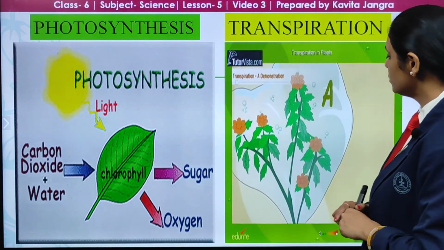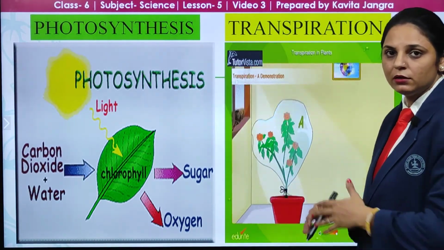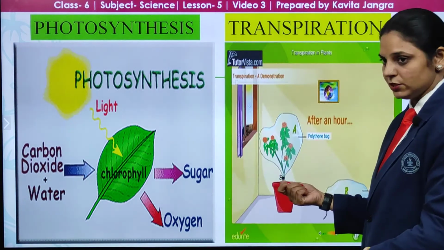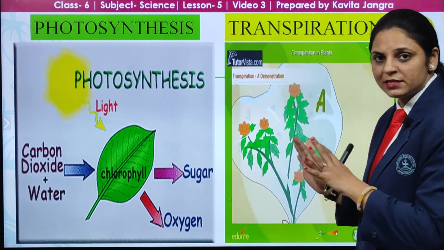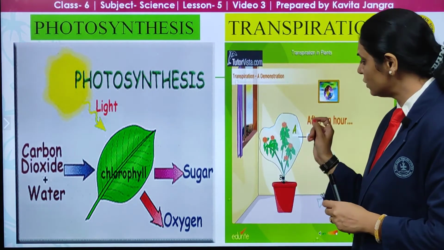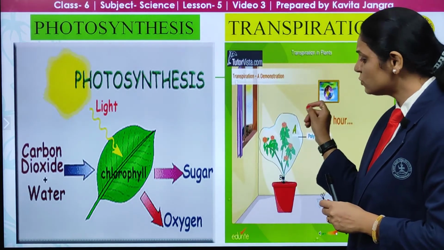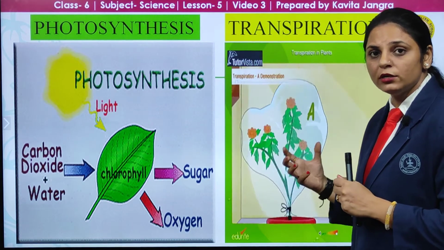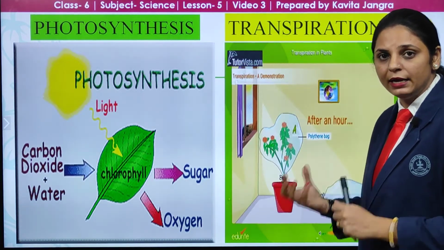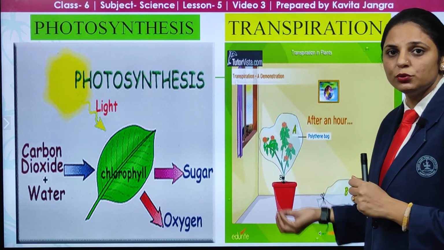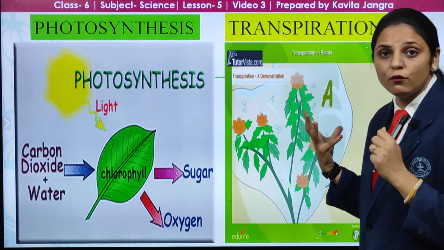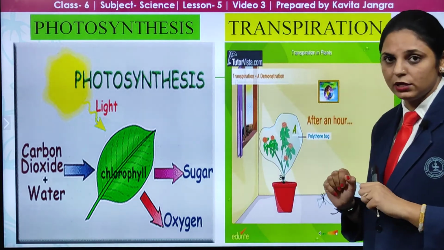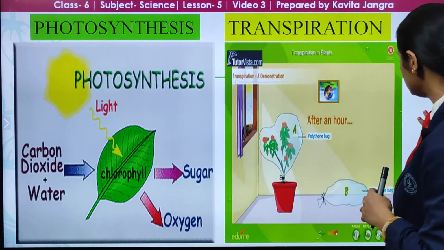And here is transpiration, which you can do as an experiment. Take a potted plant and wrap it completely with polythene. Just keep it in the sunshine. You will observe tiny droplets of water on the poly bag. What does this show? In the presence of sunlight, the water is converted into vapors, that is the loss of water by the plant, and it is collected on this poly bag. Okay, so this is the experiment for transpiration.